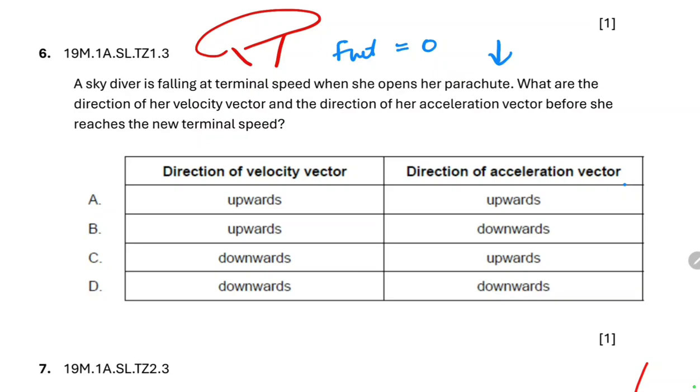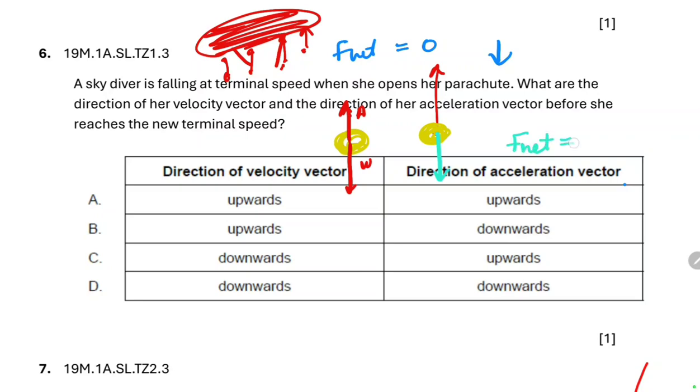Air resistance suddenly increases because the area increases, right? More air particles hit the parachute, so the drag increases suddenly. Okay, that means now air resistance, which was earlier equal to the weight, you see, earlier when she was at the terminal speed, air resistance and weight were equal to each other. But now your air resistance suddenly increases a lot, and your weight is the same as it was earlier, right? So in that case you get a net force upward. Okay, so your direction of acceleration vector gets upward.